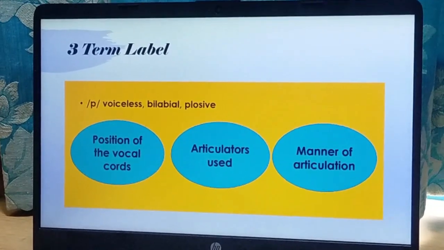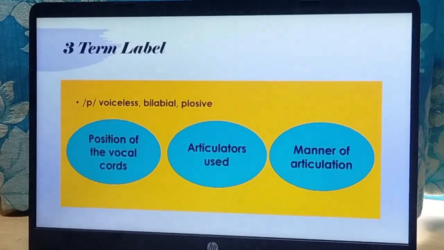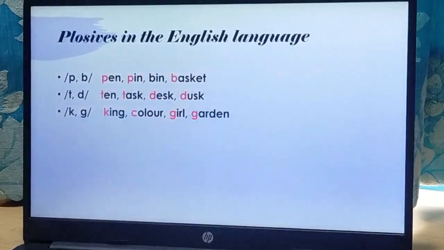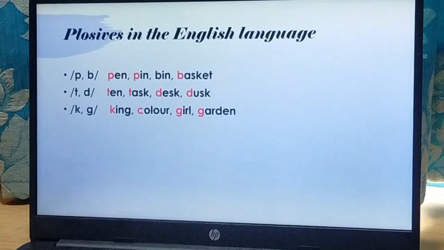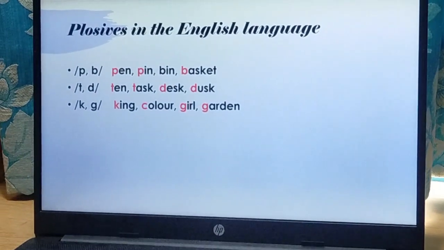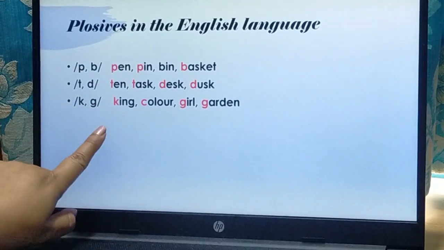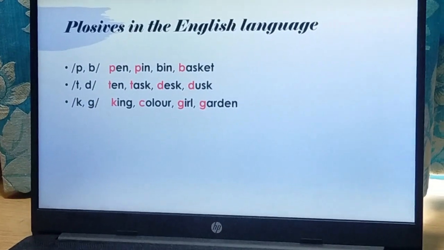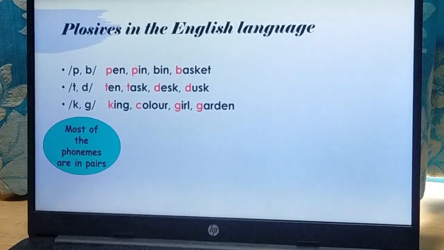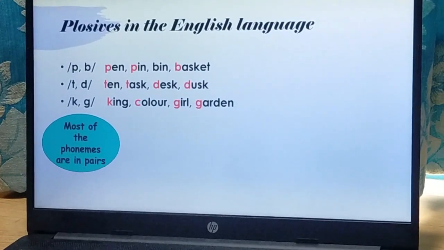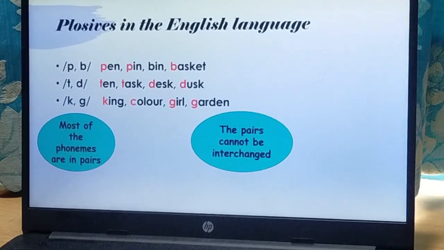Okay, so this is the chart of the position of the vocal cords, articulators used, and manners of articulation. Now let us concentrate on what I have already done for you all, the plosives: p, t, d and k. And what do these exemplify? That most of the phonemes are in pairs.